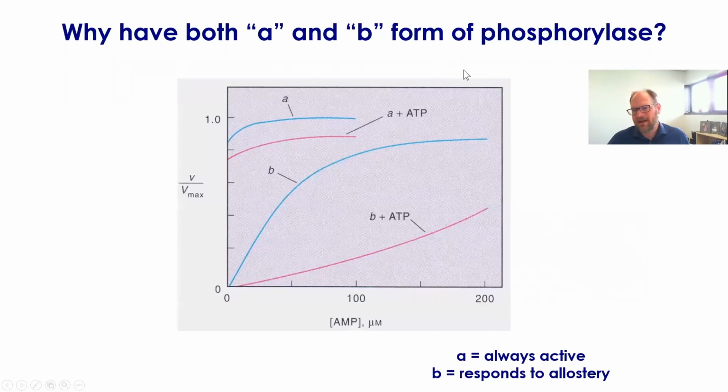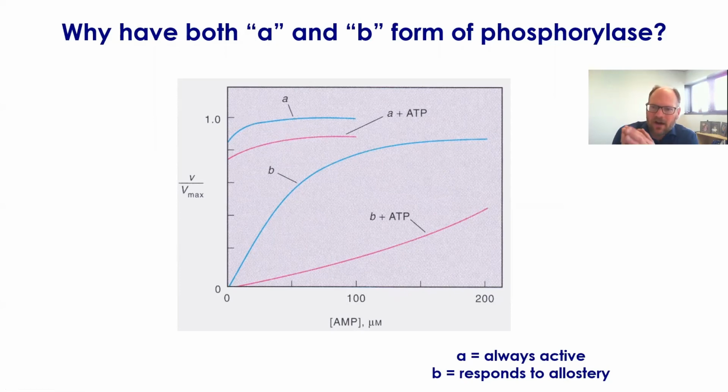Now, why do we have an A and B form at all? Why not just do everything according to allosteric regulation? Well, let's talk about the effect that has. In the B form, the enzyme is very responsive to allosteric regulation. But in the A form, it isn't. It's less responsive to allosteric regulation. Why would that be useful?